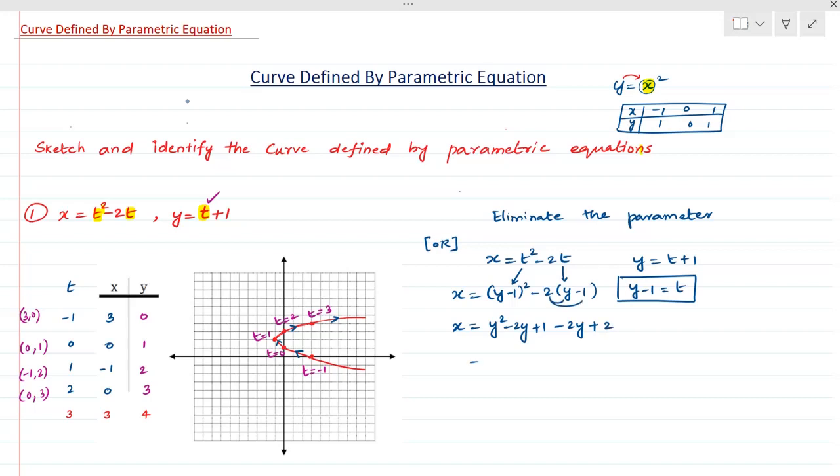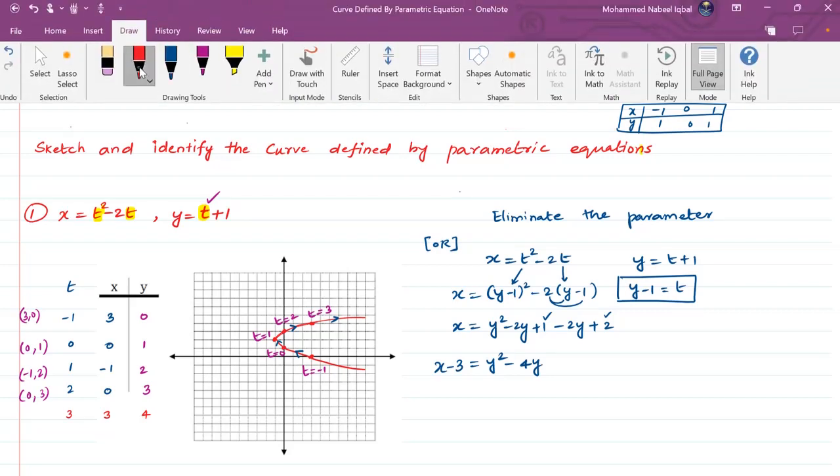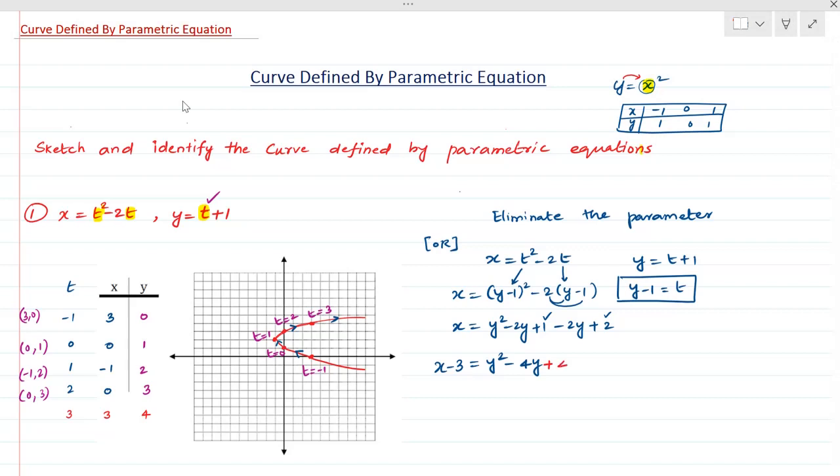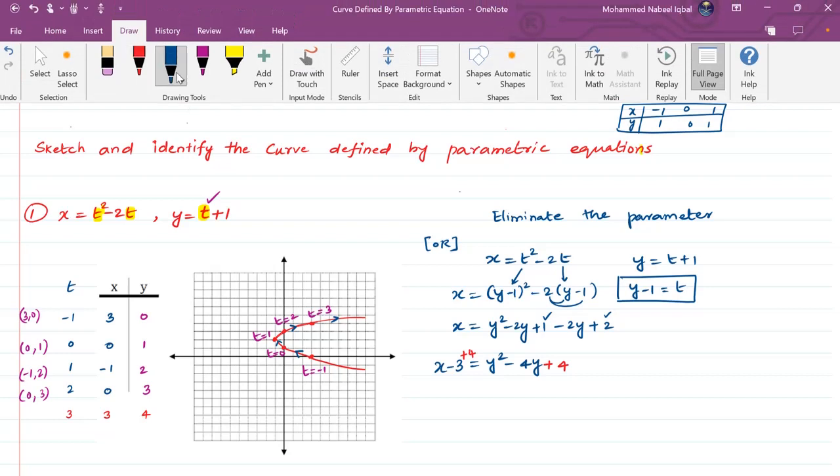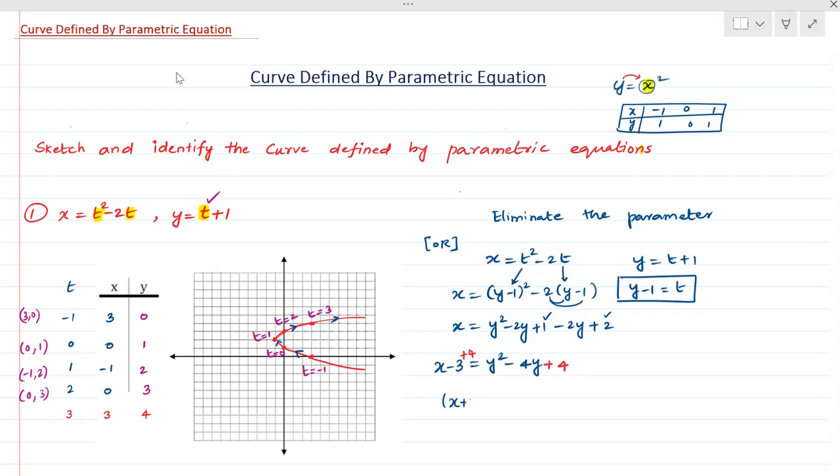So now you will get this value as y squared minus 4y, and then you will get a plus 3 here. If you move it to the other side, it becomes x minus 3. Now I will do completing the square. How will you do the completing square? Here you will add plus 4 and here we will have plus 4. Now this one becomes x plus 1 is equal to y minus 2 whole squared. So this is a parabola. We will have y minus 2 whole squared is equal to x plus 1.